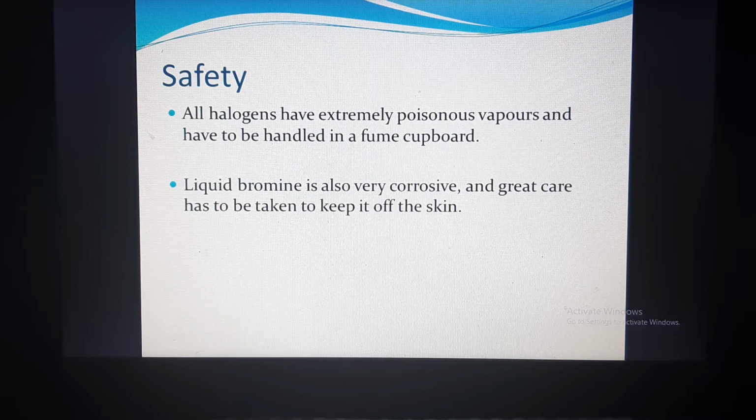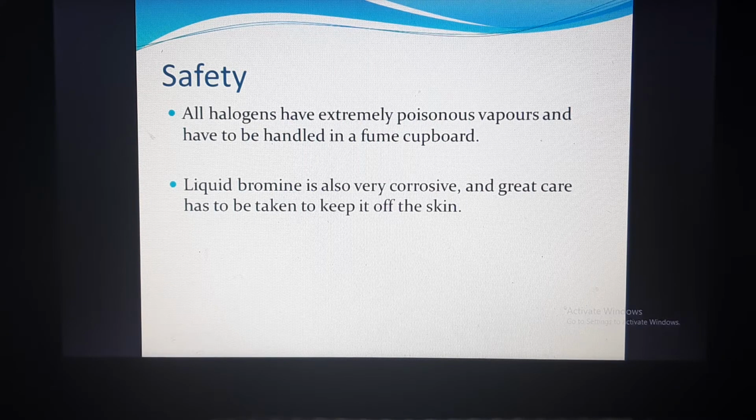And we know fluorine is a very dangerous gas. So we cannot find fluorine in the laboratory. We are not keeping it in the school lab and all. We are not keeping fluorine gas because it is extremely poisonous.